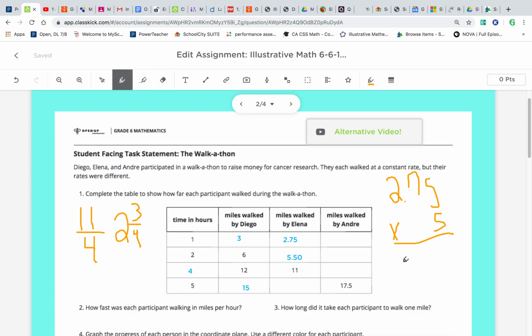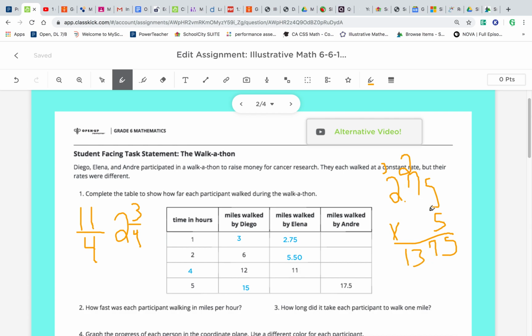Okay, so 2.75 times 5. Well, 5 times 5 is 25, so I put a 5. I can have a 2 up here. 5 times 7 is 35, plus 2 is 37, and so that means we need to go ahead and have a 3 go up here. All right, and then 5 times 2 is 10, plus 3 is 13.